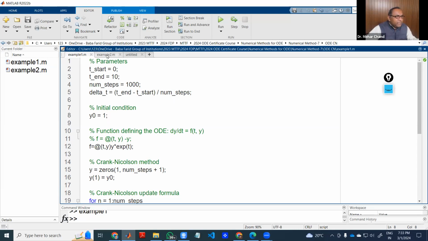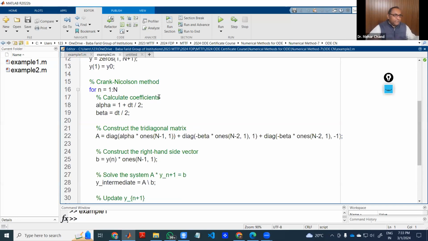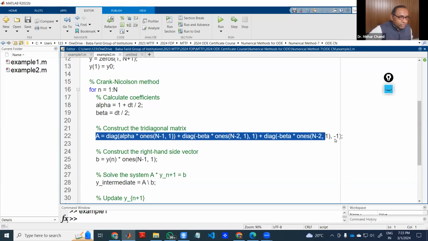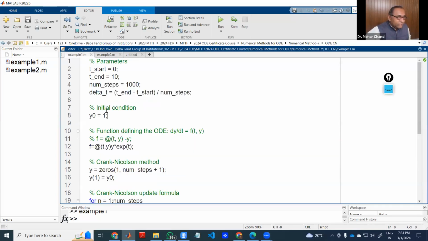But this example I will not recommend right now, because here we are using a tridiagonal matrix. The tridiagonal matrix will be discussed after the finite difference method, along with it. So I will not recommend this example, but you can use this approach for different types of problems. You can try more yourself.